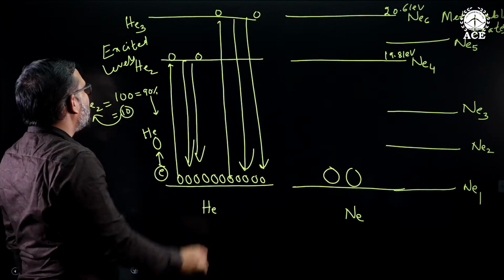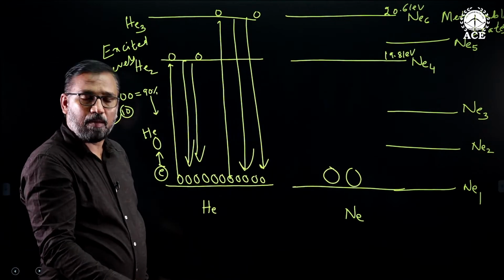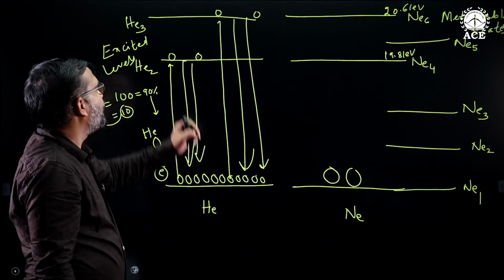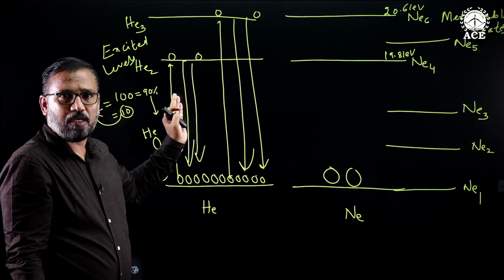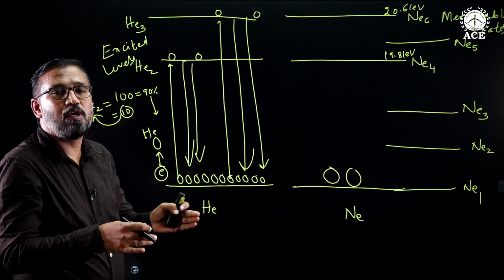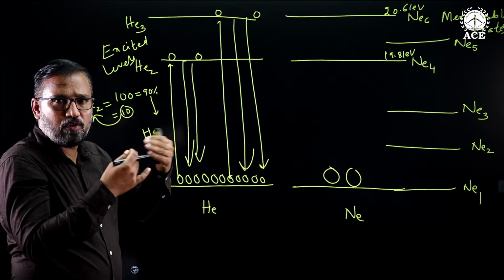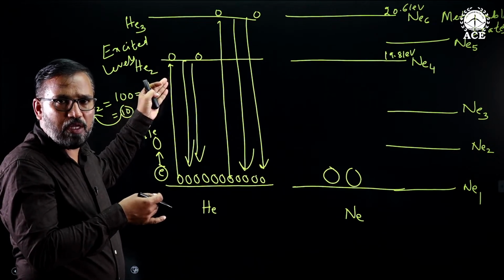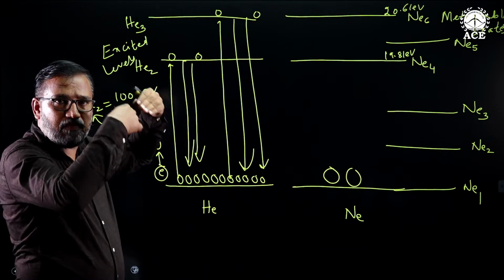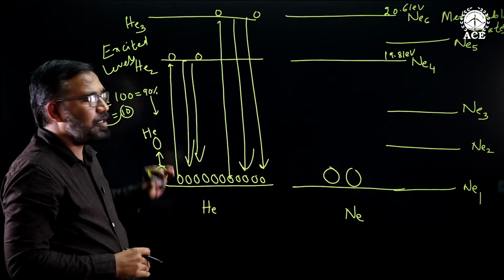Similarly, in helium 3, out of 100%, 90% will come down spontaneously, and 10% will stay in that particular level only. For that purpose only we have a higher ratio of helium than neon atoms. No doubt they are excited to the higher energy levels, He3 and He2, but most of the atoms come down to the ground state. So only a few atoms will stay there.